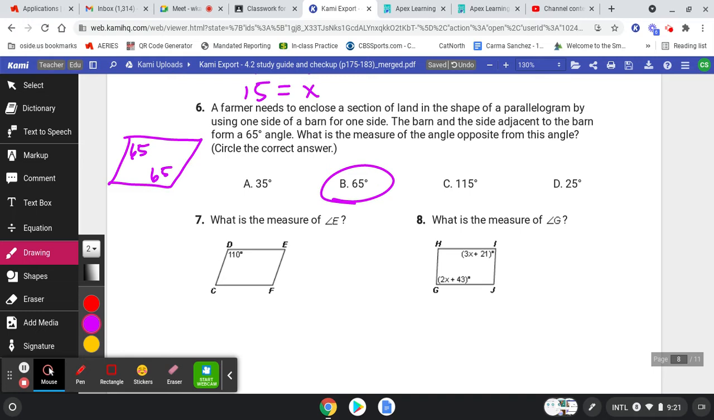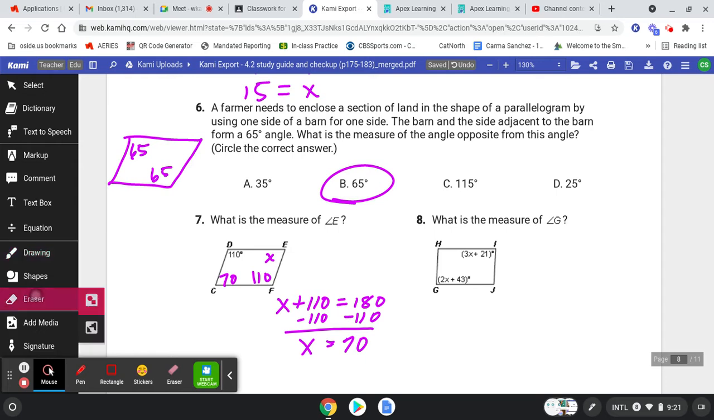What's the measure of angle E in this one? So remember that opposite angles are equal, but that's not the one they asked for. They asked for this one over here. And we know that this missing angle, I'm going to call it X, is supplementary. In other words, X plus 110 is equal to 180. So we just need to subtract that 110. And our answer is that X and C both equal 70.